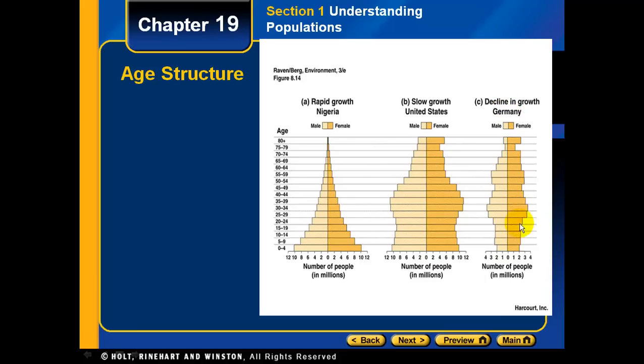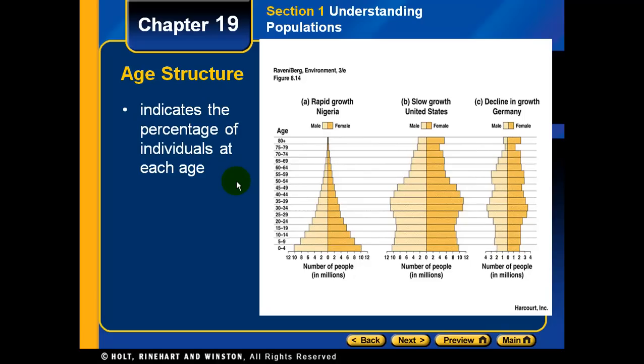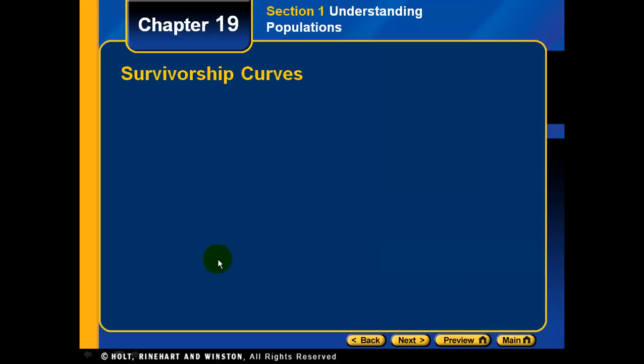And a declining growth, Germany would see less down here and more up in the upper ages. And so you can see this is a number of people in millions, and it also is broken down by male and female. So age structure indicates the percentage of individuals at each age. It's often presented in graphs.